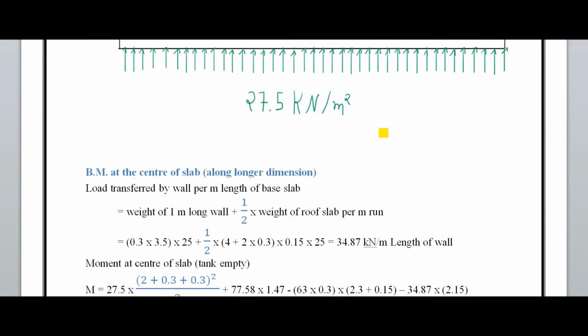So here is the bending moment at the support. Now we are going to find the bending moment at the center of the slab. But for the bending moment at the center of the slab, we have to calculate the load transferred by the wall.